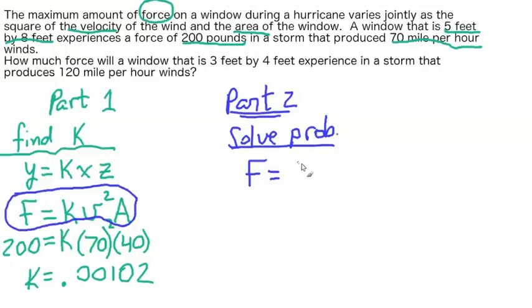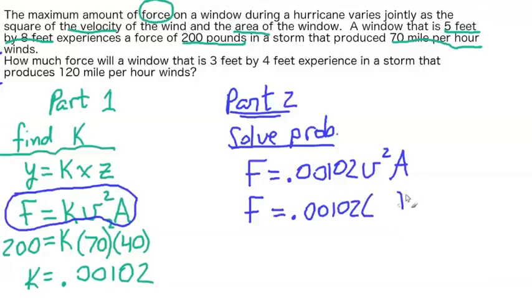So we've got F equals K, 0.00102, and then we have our V squared times A. And we go to the second part of the problem, which is the question part of the problem, plug in what we know. So it says how much force? Well, that means we don't know what the force is, so we'll leave that as F. This isn't changing just yet.